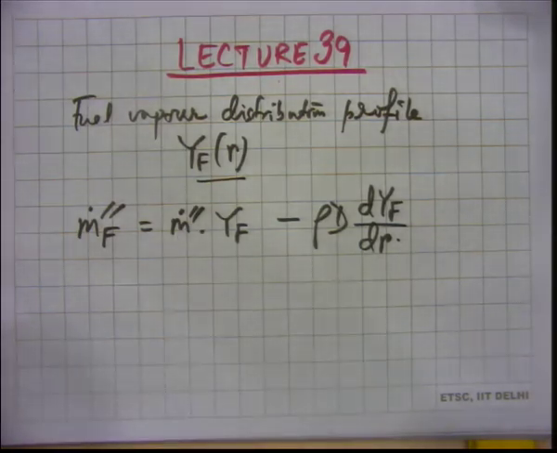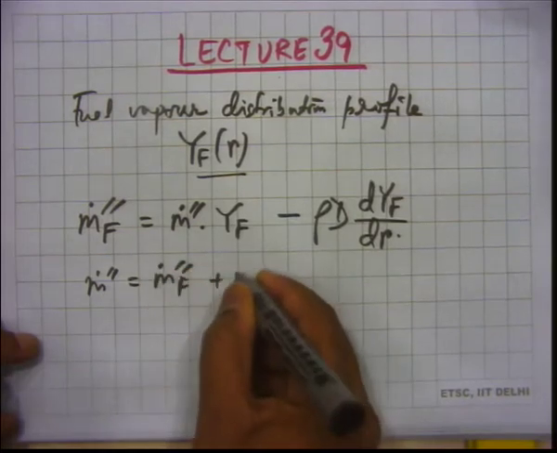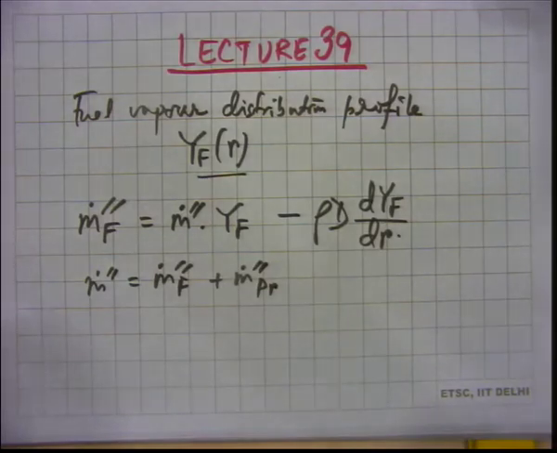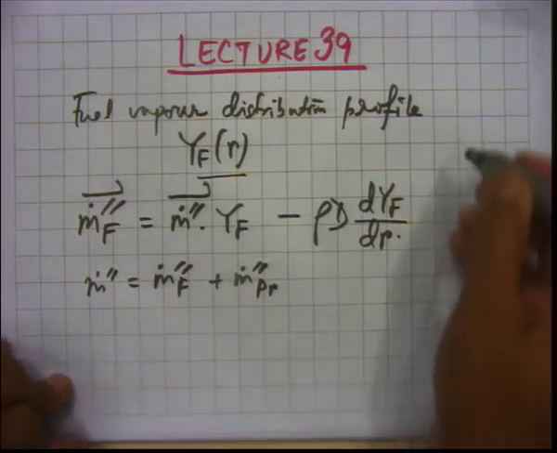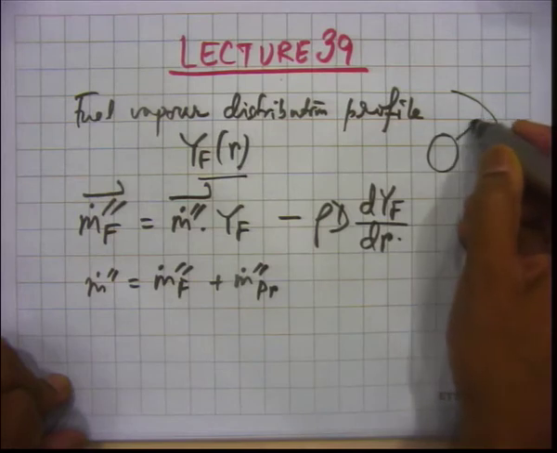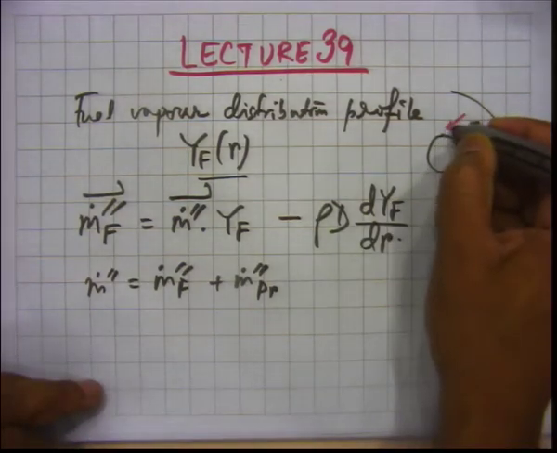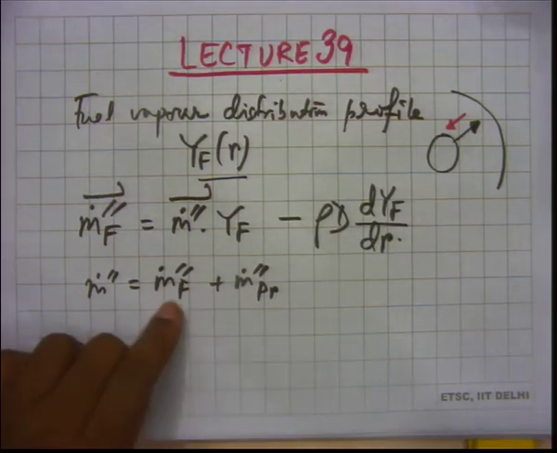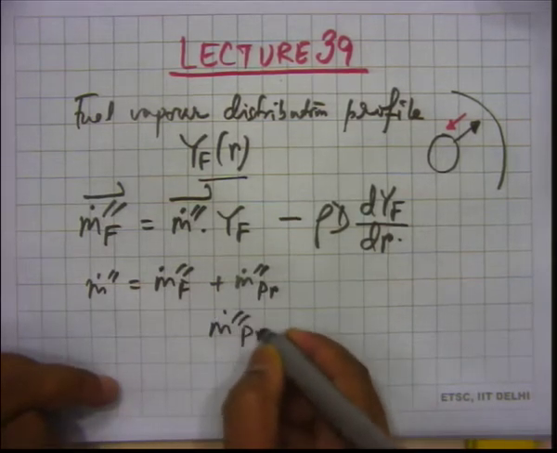What about m dot double prime? Total mass flux. So this m dot double prime is actually m dot f double prime plus m dot product double prime. Okay, because in the inner region we have fuel vapor as well as products. Actually, these mass fluxes are in fact vectors, in the sense that the fuel mass flux is going this way, and in general the product mass flux is coming in this direction. So when we are writing m dot f double prime plus m dot pr double prime, we have to be careful about the signs that we are taking. But here it so happens that we can say m dot pr double prime equal to 0.